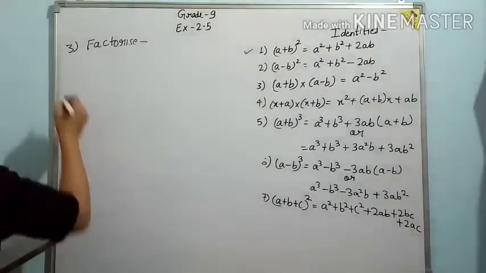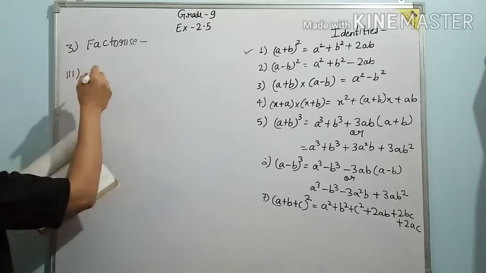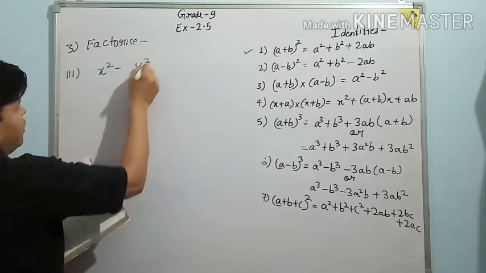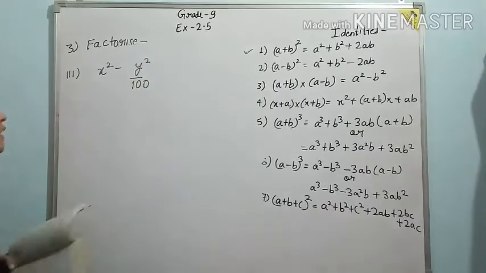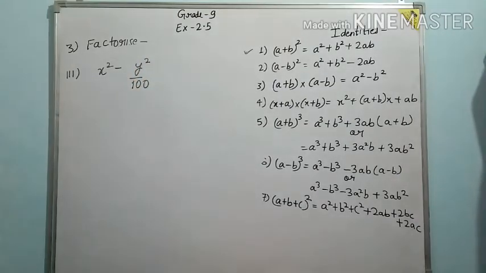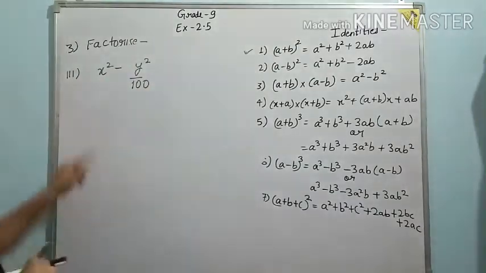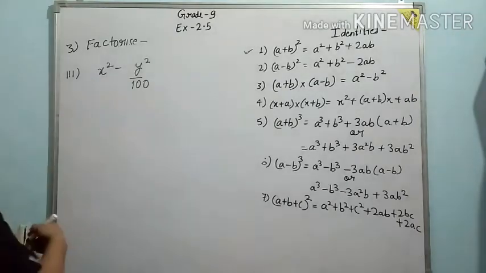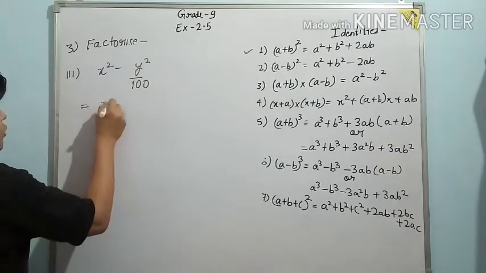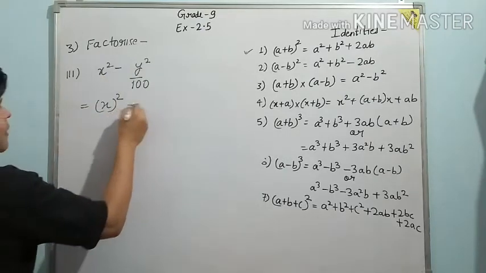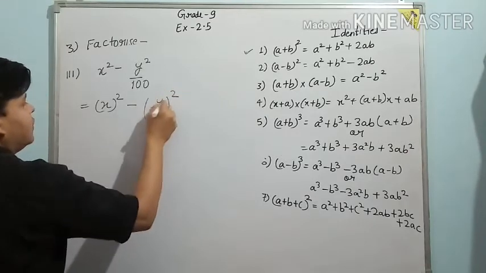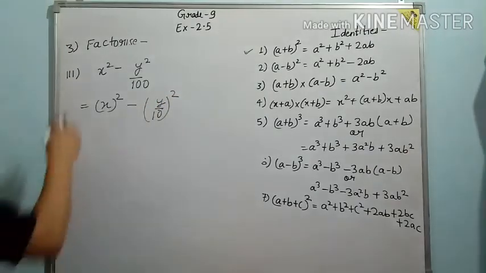And the third part of question number 3 is x square minus y square upon 100. So first of all, once again try to identify which identity this is. Which identity can we use here? This is square of a minus, we can write this as square of x, minus square of y upon 10, right? Both are squares right now.